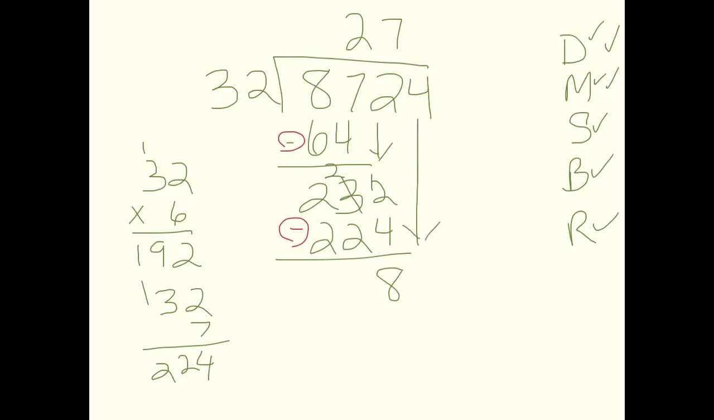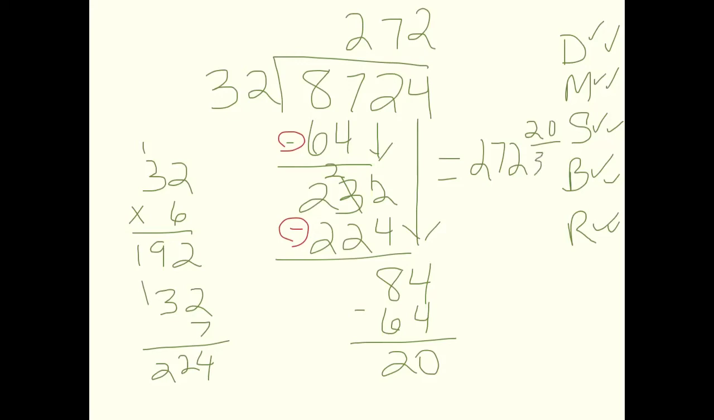Bringing down is our next step after subtraction. We will bring down our 4 because we have to repeat our division now because not all of the numbers in our dividend have been covered. We still have to cover our 4. So 32 goes into 84 2 times, which is 64. When you subtract, you get 20. So the answer to this problem is 272 and 20 over 32.